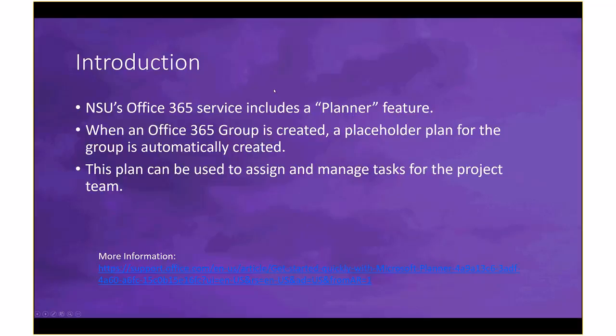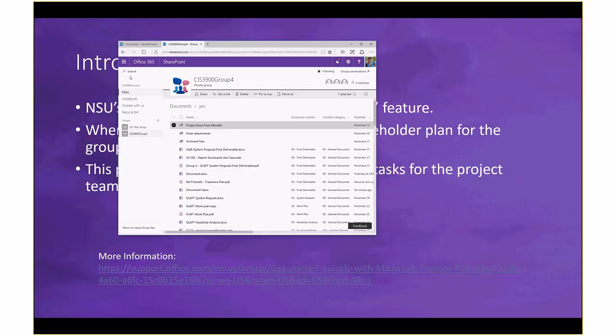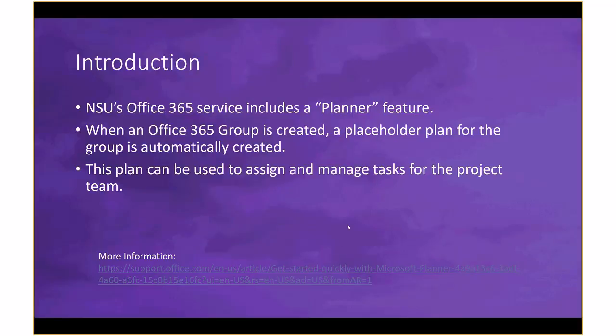So by way of introduction, Northwestern State University's Office 365 server includes a planner feature. When an Office 365 group is created for project team collaboration, a placeholder plan for that group is automatically created. And that plan can be used to assign and manage tasks for the project team for which the group was built. So similar to many of the other sessions, I've included Microsoft's documentation here as well. There's lots of good stuff that goes into more detail than we'll do as a part of this session, but this session is going to focus on what you need for group collaboration, for planning the final project for CIS 3900.